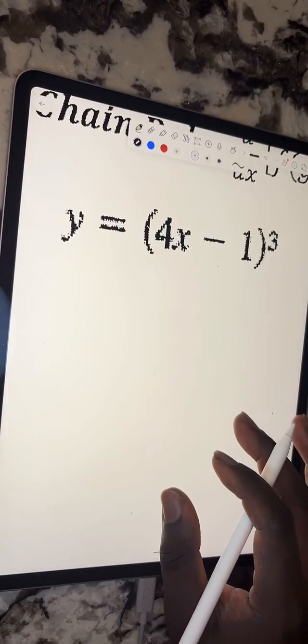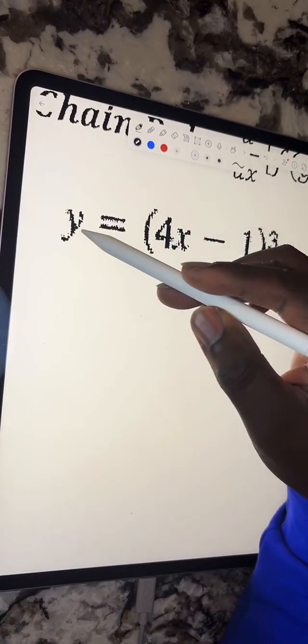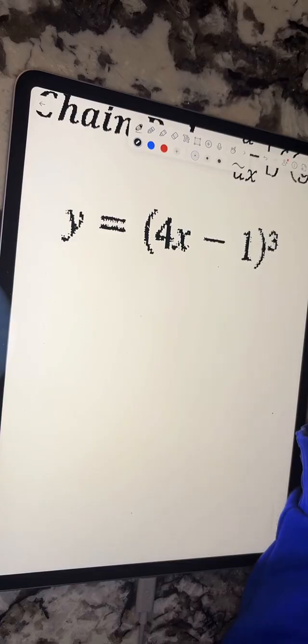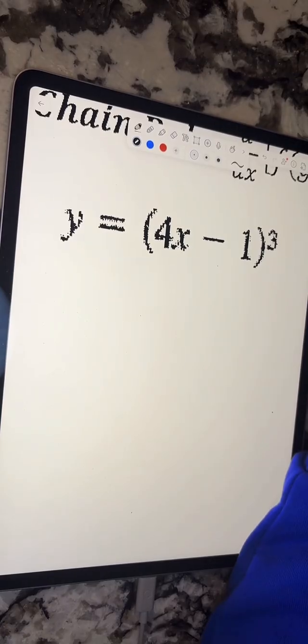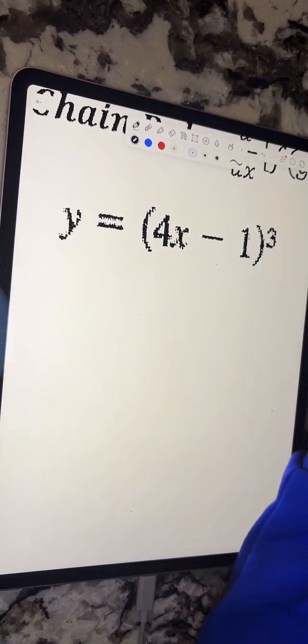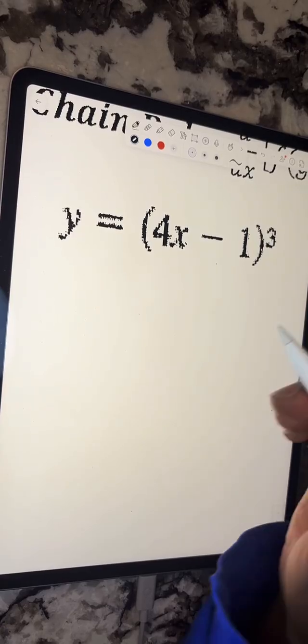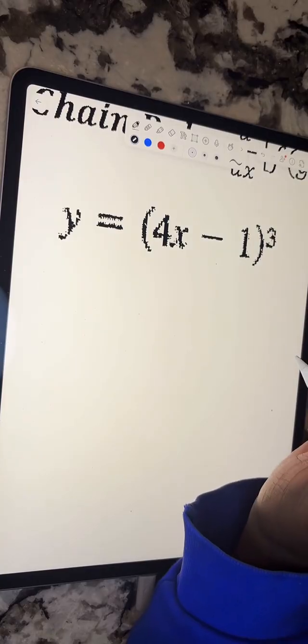Okay. All right. So here I have y is equal to 4x minus 1 cubed. So here we're trying to find the derivative of y. What's the derivative of y here? We're using the chain rule.